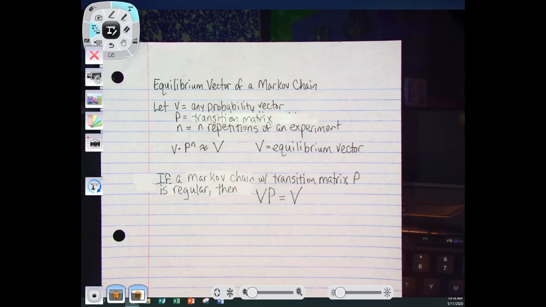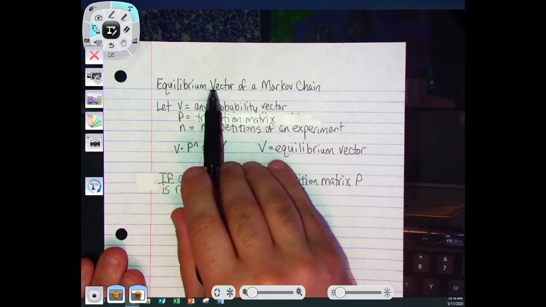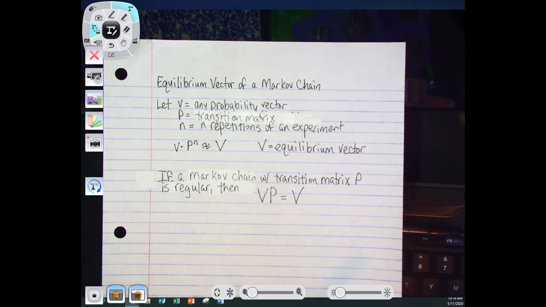So when we have a transition matrix, instead of trying to do that by repetition, by trial and error, one of the things that we can do is calculate what's called an equilibrium vector. So an equilibrium vector is a probability vector that, as our number of repetitions gets larger and larger, at what point would the chain come into equilibrium and stay the same and not change whatsoever?